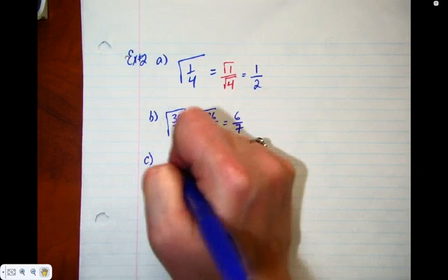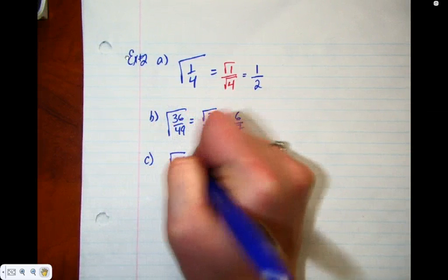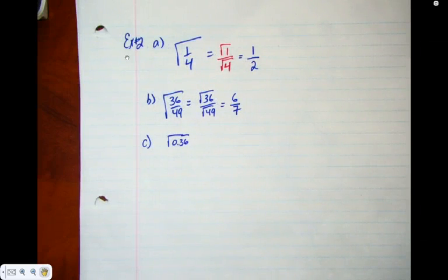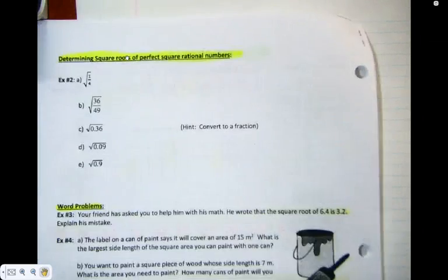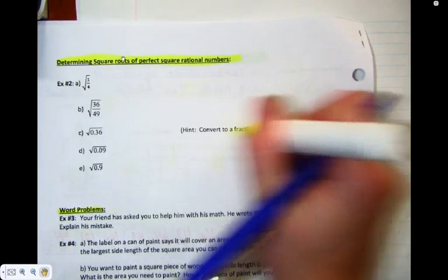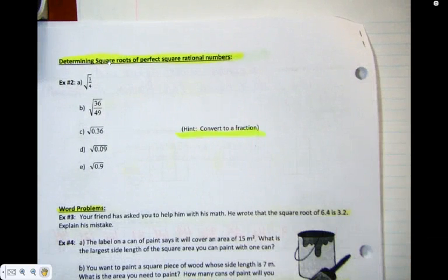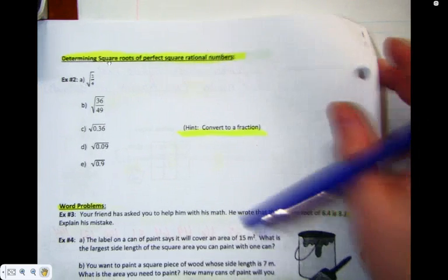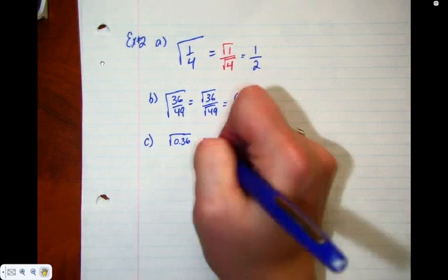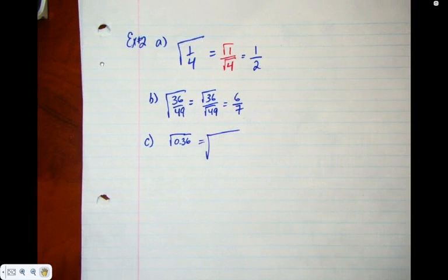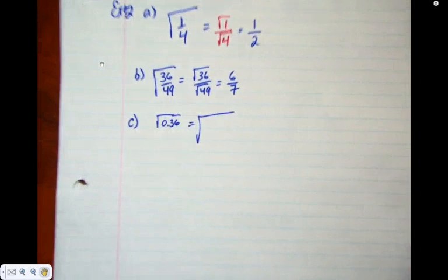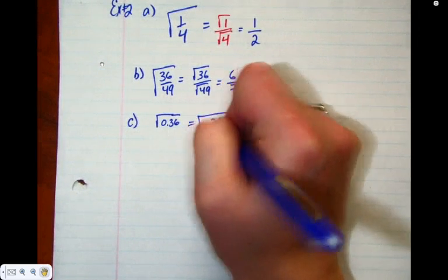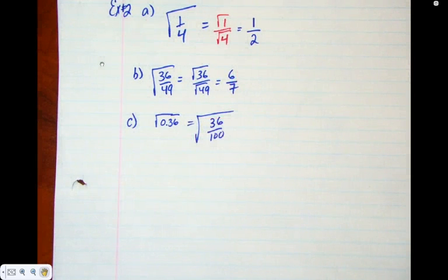Oh, but now we're getting to the decimal. So there's a hint there. And we did that the very first day of this unit. How do we convert a decimal to a fraction? How many spots become the zeros? So this is going to end up being, and I'm just keeping that root sign for now, 36 over? 100. Oh, now it's exactly like the questions above.